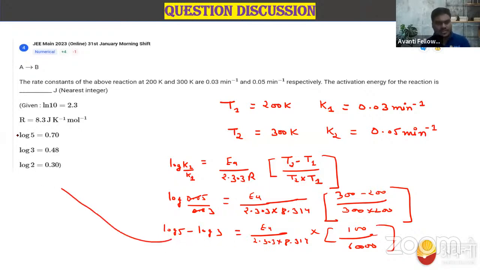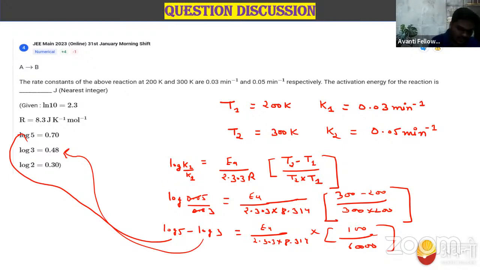So all this we know. The log 5 value is already given in this question, and the log 3 value is also given in this question. So it's a very simple question, right? Just put the values and you can calculate the activation energy. So on calculating, you'll get 2520. Right. So I'll just write the answer: 2520. You need to calculate and check your answer as well. Okay? I hope everyone understood this. No worry. Is it clear to everyone? That is the rate constant for the above reaction, and how you apply the Arrhenius equation to solve this question.